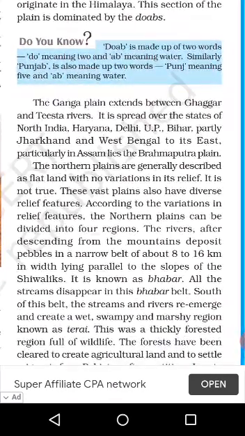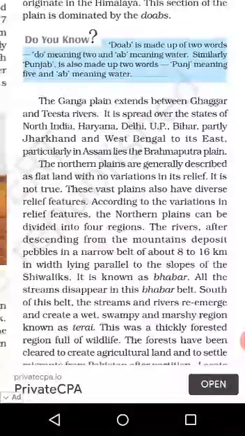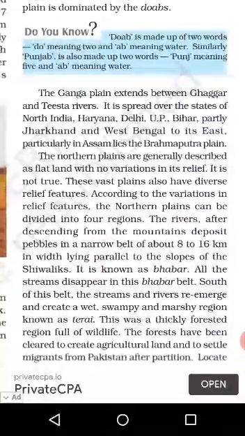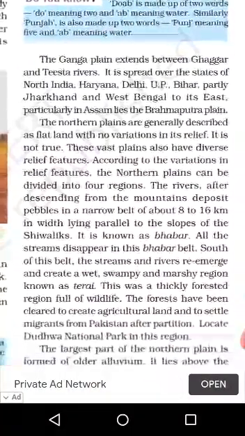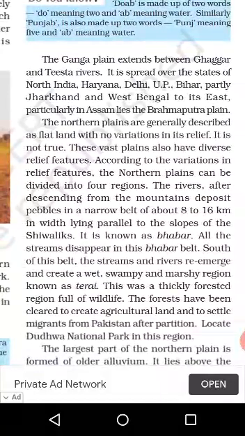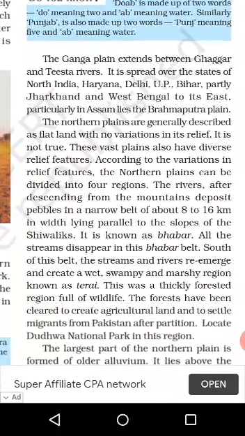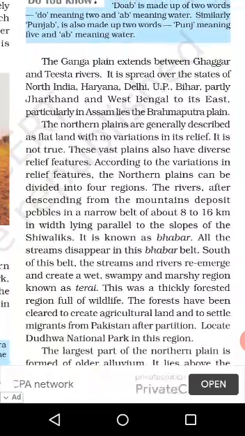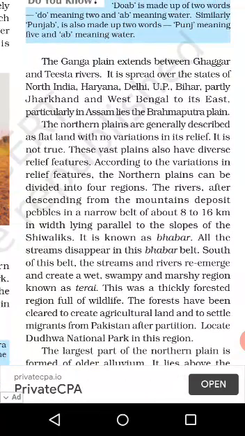Then after that, this plain extends between the Ghaggar and Tista rivers, and it is spread over the states of North India: Haryana, Delhi, UP, Bihar, partly Jharkhand and West Bengal, and particularly in Assam lies the Brahmaputra plain. So first, in the northern part, is the Indus plain, made by the Indus river, known as the Punjab plain. After that, the Ganga plain, and the Brahmaputra plain in the northeast.